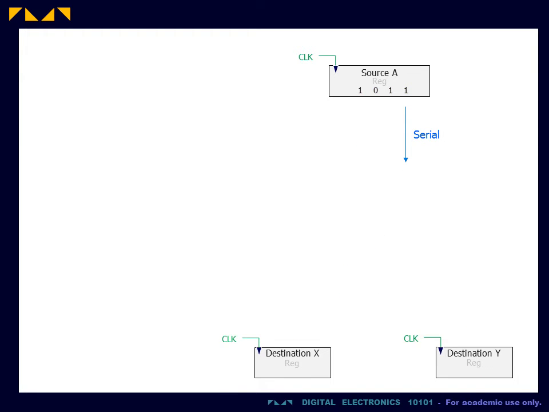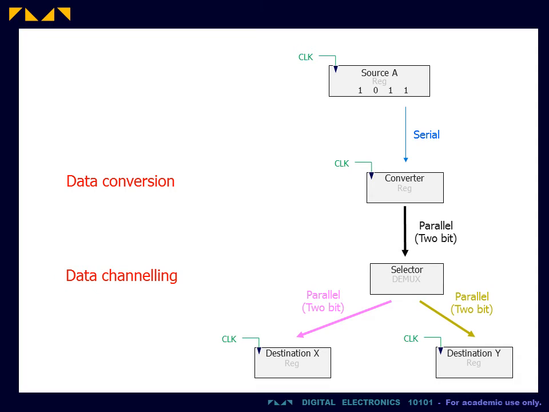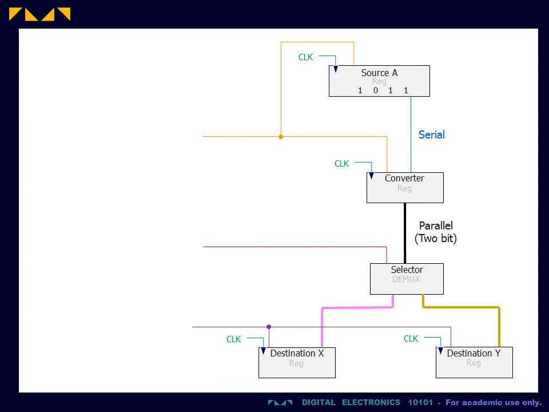The role of the network is twofold. We must first convert the transmission from serial to parallel format. We must then channel the data to the required destination. The required devices are as follows. The source requires a serial out shift register. Each destination requires a parallel in load register.